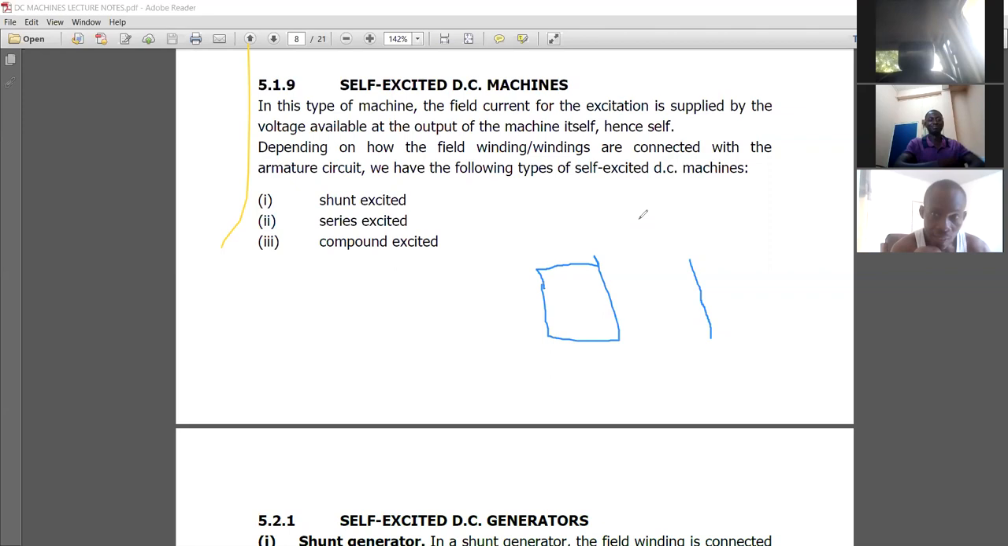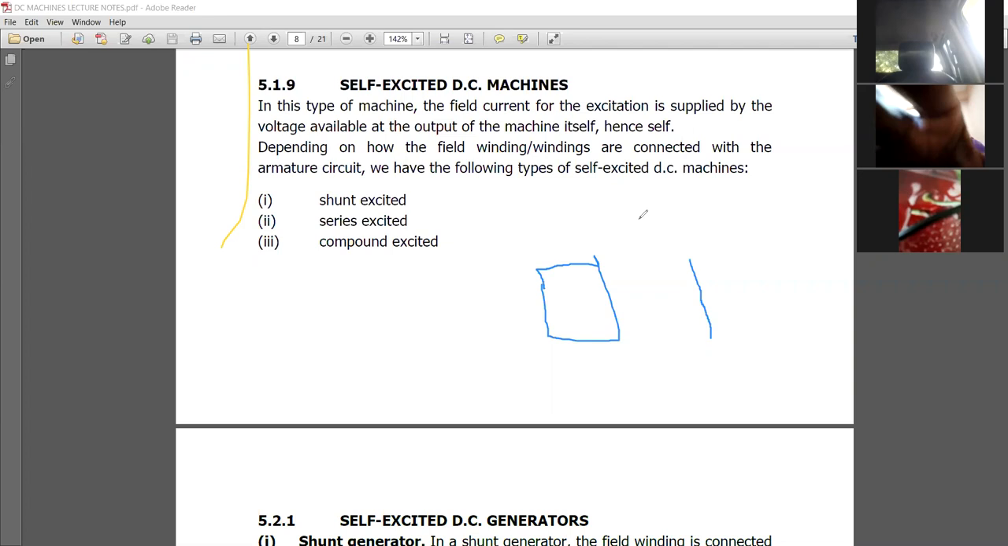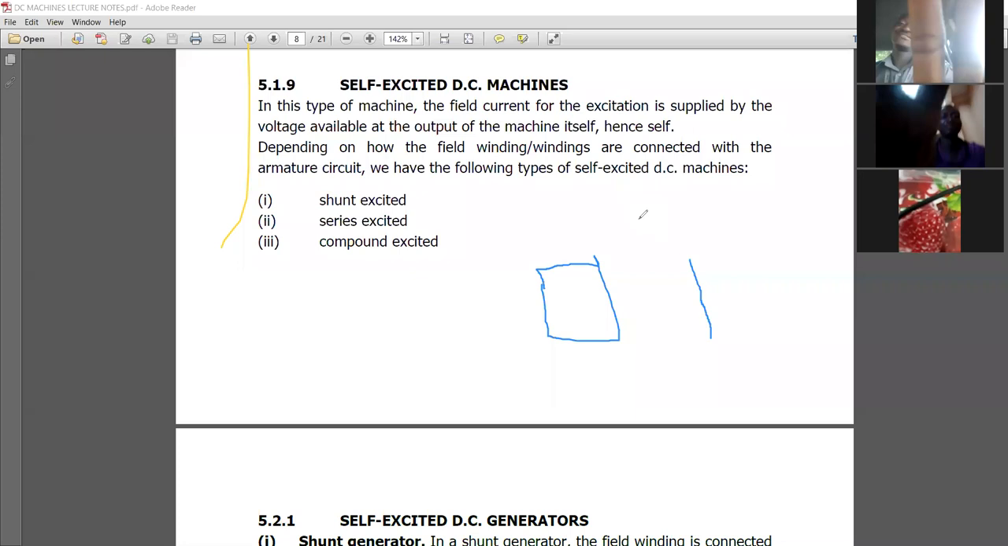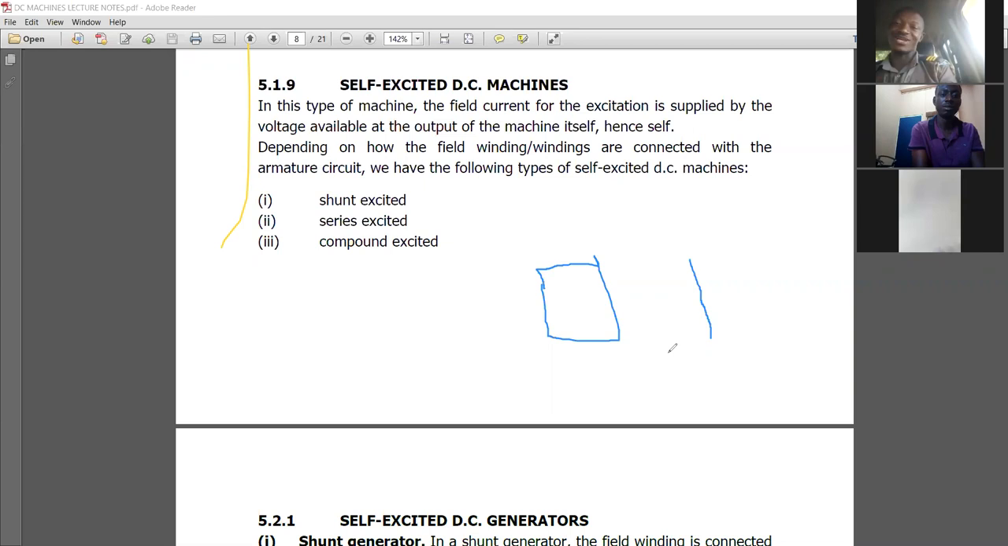One of our colleagues is trying to join us right here. Engineer Asak. Who is making that noise? Can we continue?